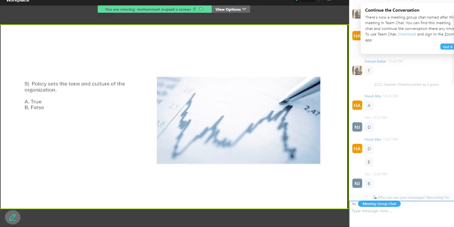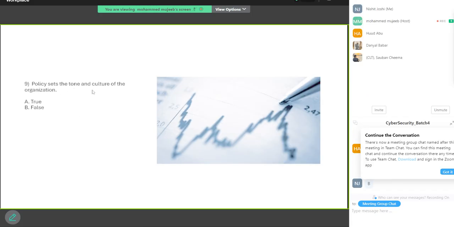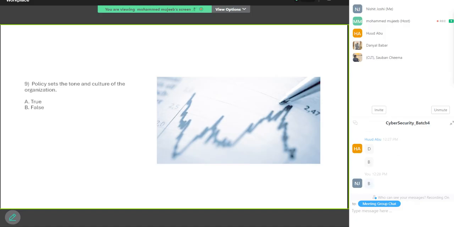Correct. Policy sets the tone and culture of the organization. True or false? True. You're absolutely right, sir. It is true. Policy sets the tone of the culture of the organization. So if you want to look at the culture of the organization, read the policies of the organization.